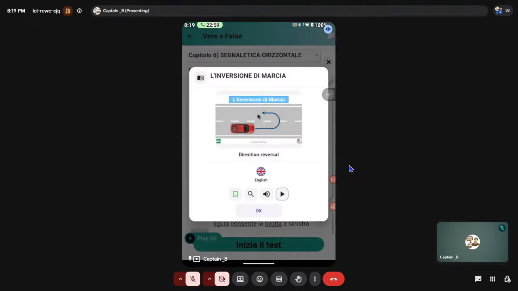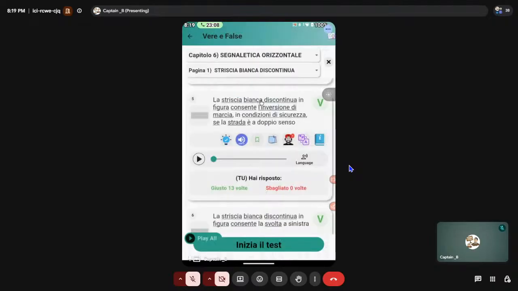See the middle line. So this one, he allows you to make reverse like this. All right? Inversione di marcia, which is the reverse. In condizione, meaning in the condition of sicurezza, in a condition of safety. So you can make reverse on that road, but you must do it in the condition of safety. All right, sicurezza. Se la strada è doppio senso. Now you can do it when the road is two-way circulation.